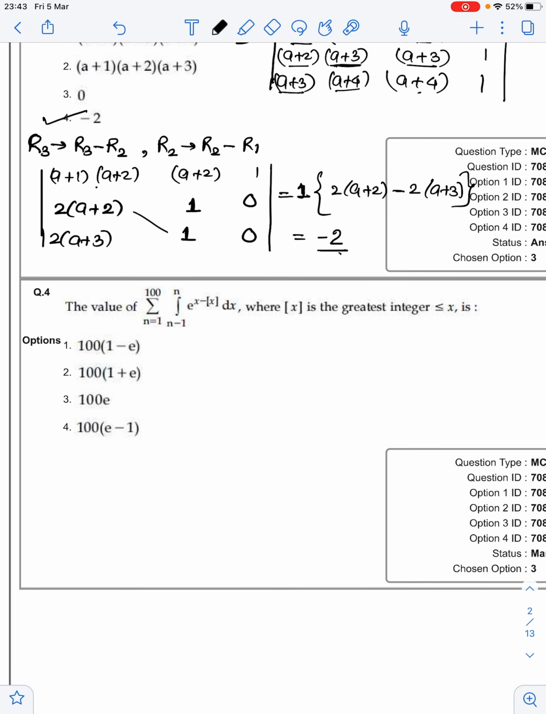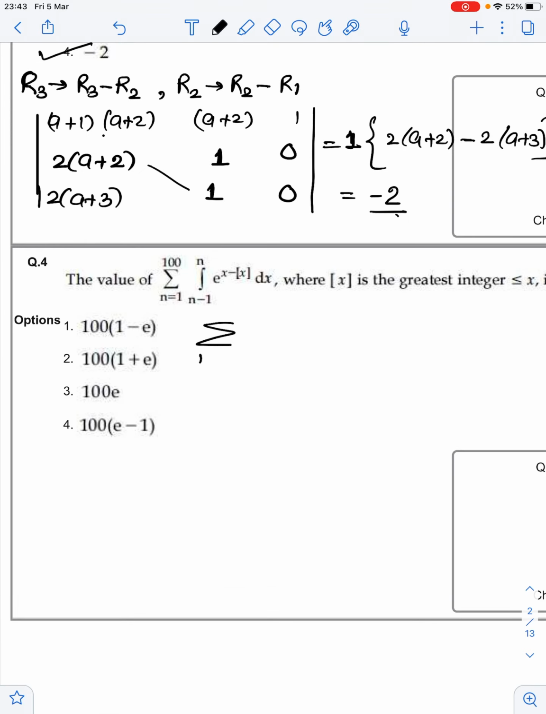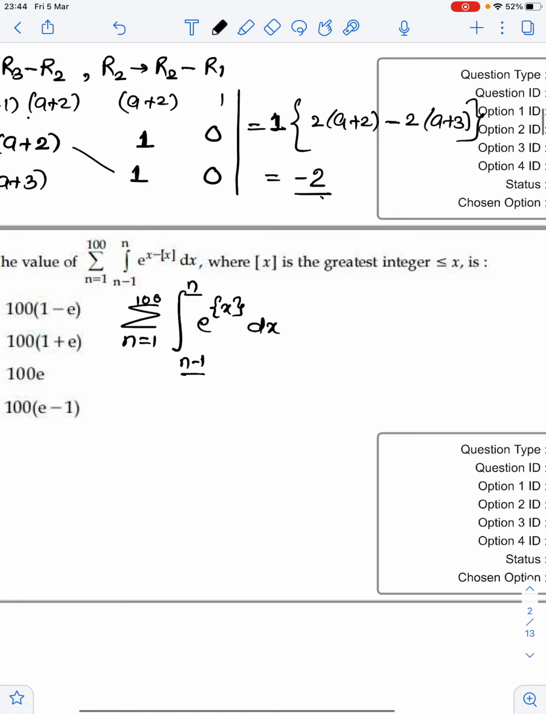Question number 4, again an easy question based on definite integration. Sigma from n equal to 1 to 100 of the integral from n minus 1 to n of e to the power fractional part of x, obviously x minus the integral part of x. We know that the fractional part of x is a periodic function. So it doesn't matter from where to where we are integrating, it matters how many intervals we integrate over, and the interval is of 1 unit, from n minus 1 to n. This means we can take this whole interval just like the first interval.